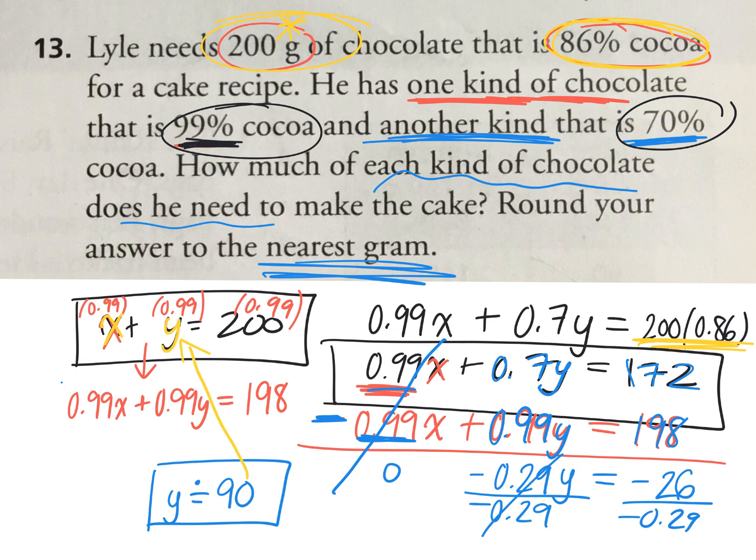Well, if y is 90, how many grams do I need of the first type? Plug it in. X plus 90 equals 200. So how would I figure out what x is equal to? Yep, x equals 110 grams. That's it.